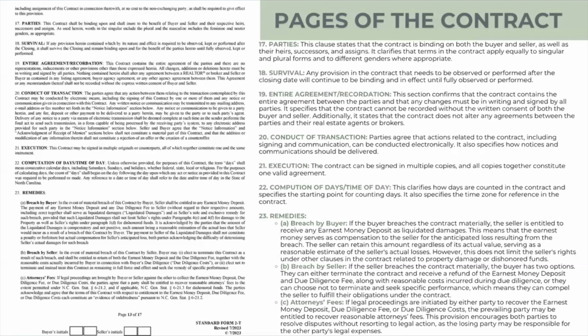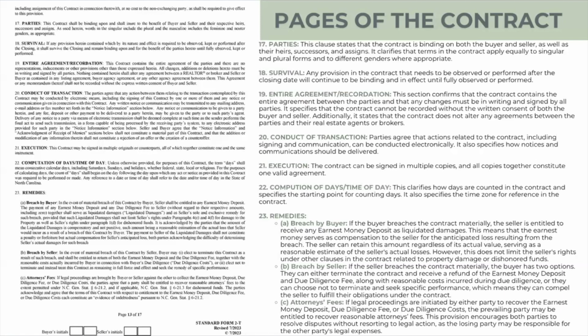Number 20, conduct of transaction. The parties agree that actions related to the contract, including signing and communication, can be conducted electronically. It also specifies how notices and communications should be delivered. Execution. The contract can be signed in multiple copies, and all copies together constitute one valid agreement. Computation of days or time of day. This clarifies how days are counted in the contract and specifies the starting point for counting days. It also specifies the time zone for reference in the contract.